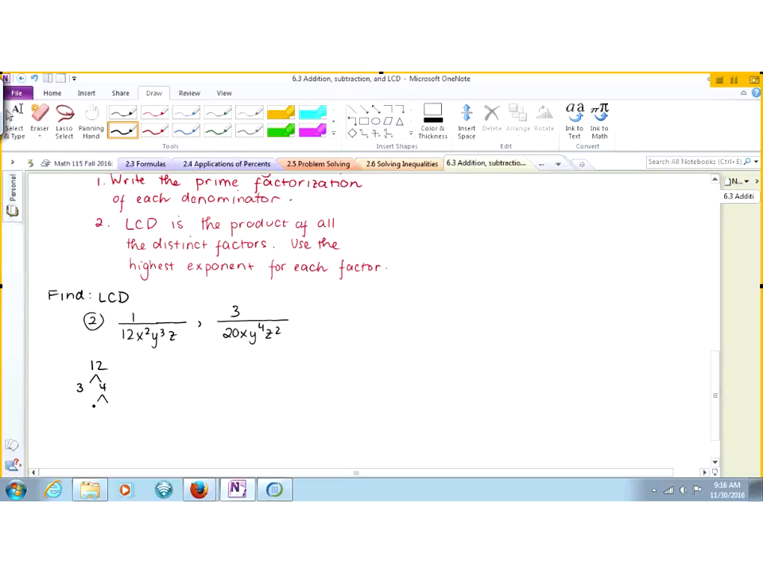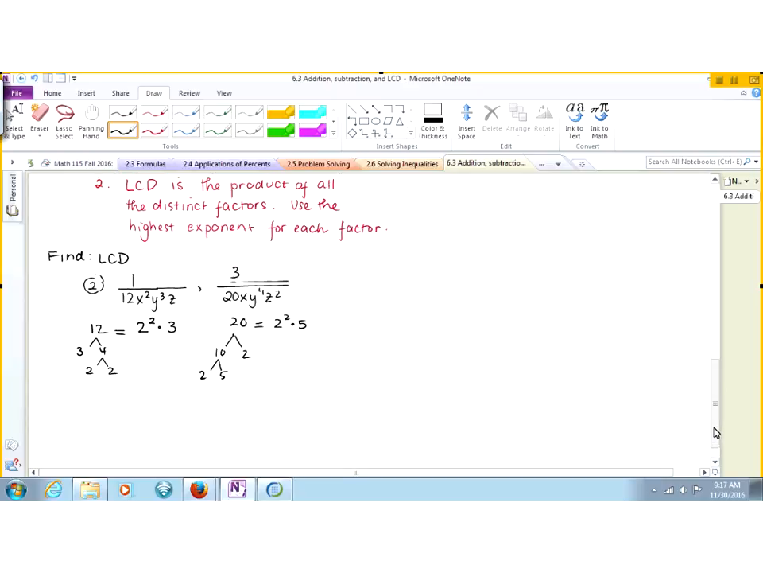12. Yes. Prime factorization. 12 is 3 times 4. 4 is 2 times 2. So 12 is 2 squared times 3. How about 20? 20 is what? 2 squared times 5, right? 4 times 5. Or you could say 10 and 2. So 10 is 2 and 5. So 2 squared times 5. All right.